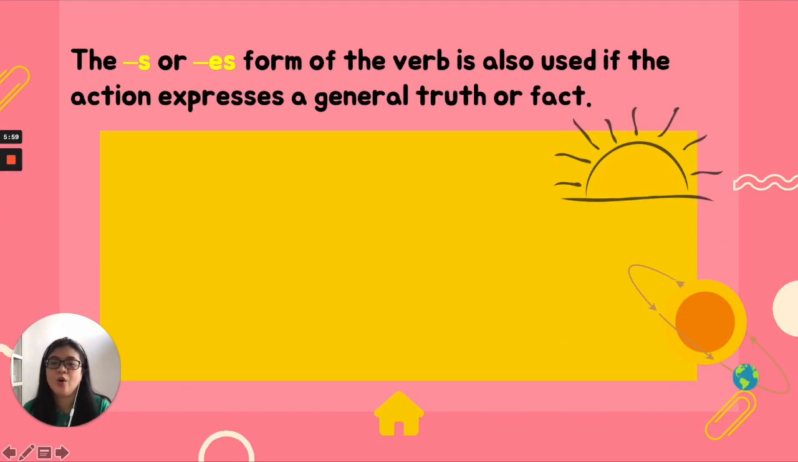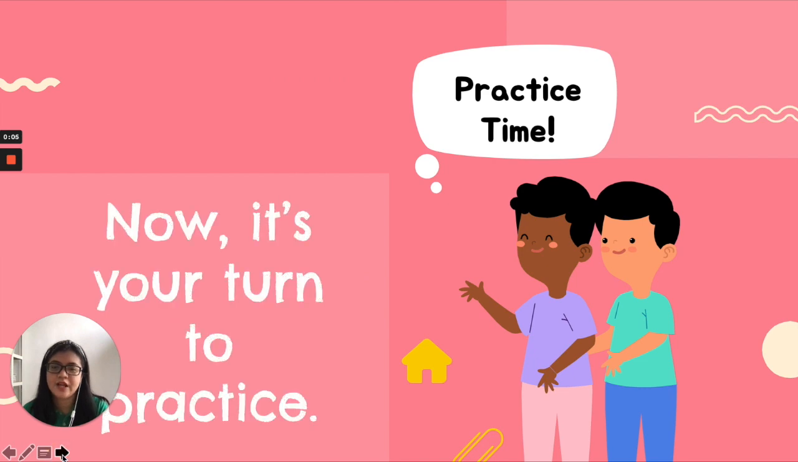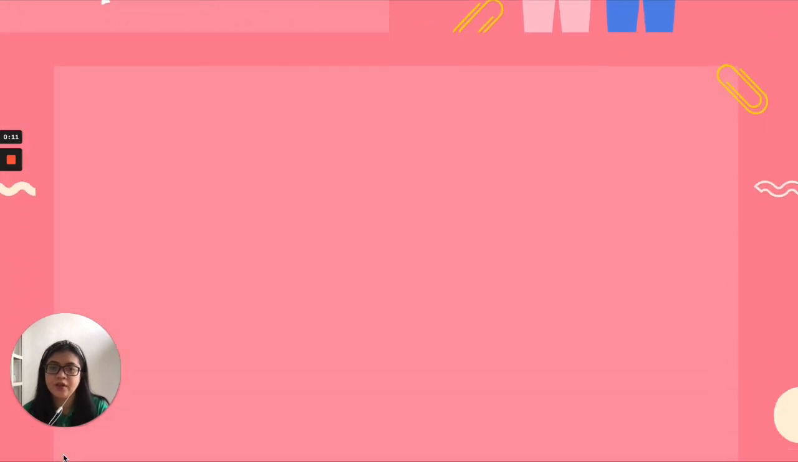Now the s or es form of the verb is usually used if the action expresses a general truth or fact. For example, the sun rises in the east and sets in the west. We all know that the sun rises in the east and sets in the west, so it's a general truth. The earth revolves around the sun. Now it's time for you to practice using the s or es form of the verb.